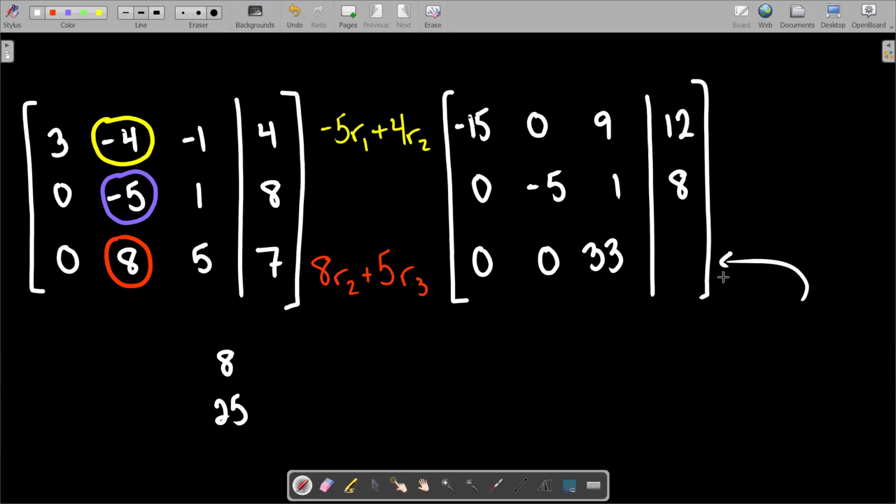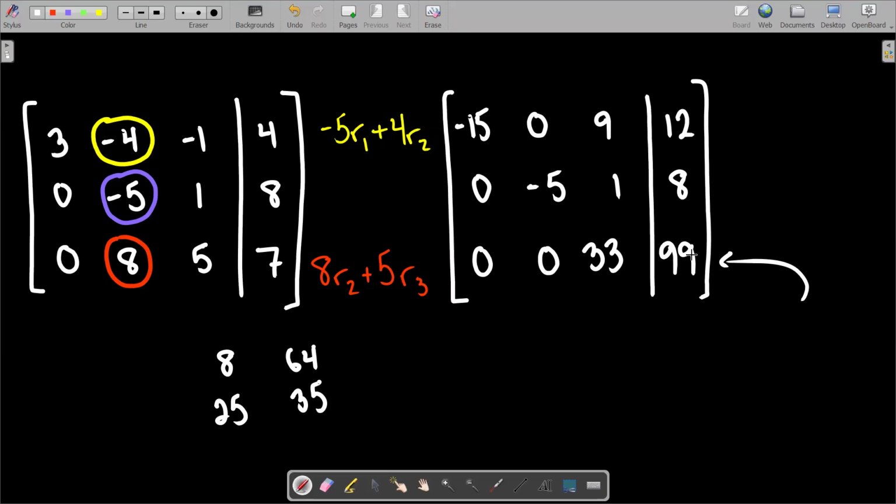So same calculations again. We're going to take 8 times this row 2, which is 64. And then we're going to take 5 times this row 3. And 5 times 7 is 35. And as hoped for, we get 99.